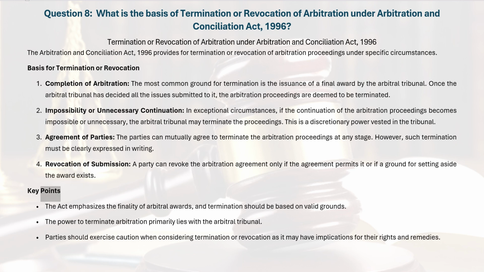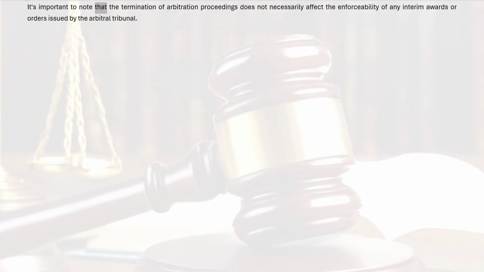Key points. The Act emphasizes the finality of arbitral awards, and termination should be based on valid grounds. The power to terminate arbitration primarily lies with the Arbitral Tribunal. Parties should exercise caution when considering termination or revocation as it may have implications for their rights and remedies. It's important to note that the termination of arbitration proceedings does not necessarily affect the enforceability of any interim awards or orders issued by the Arbitral Tribunal.